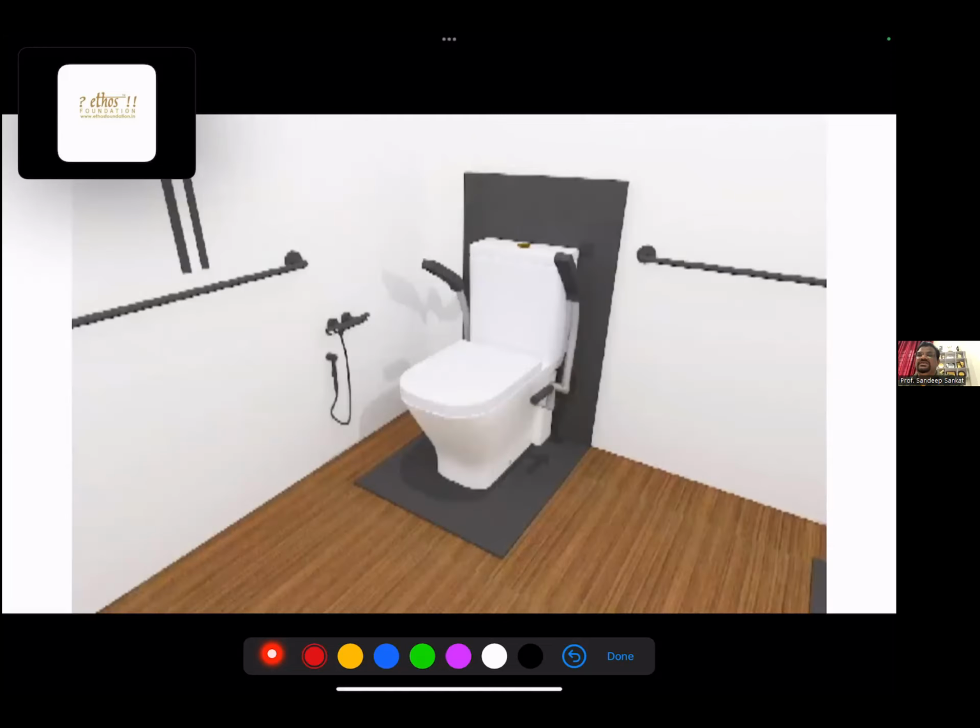Then similarly, it is this water closet which has got these handles. It can move vertically like this. Over here also it can move like this in angular fashion, and wherever the person is comfortable for support, it can go to that height. So at various heights it can stop and get locked.